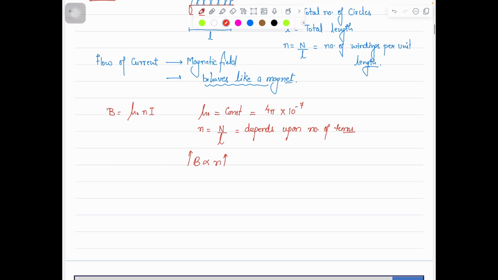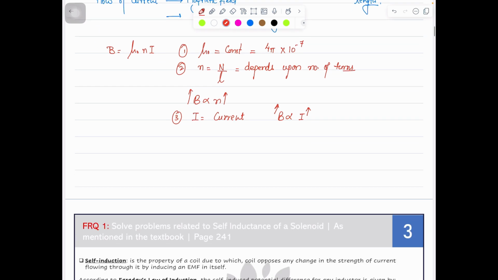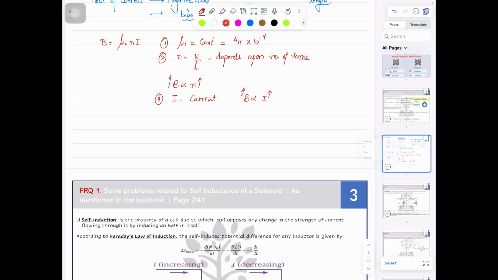Clear? And the third factor, the most important factor, is I, which is the current. It depends upon the value of the current. B is directly proportional to current. More current, more magnetic field. Till here clear?